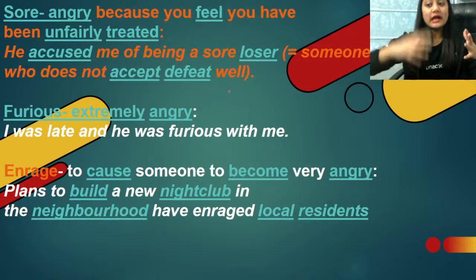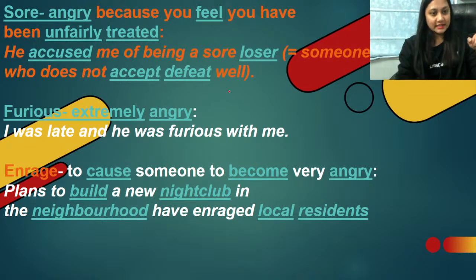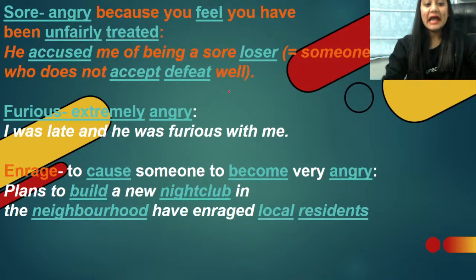So that's how, as I've told you in the beginning of the session, we have got layers of feelings, isn't it? So that can be replaced with words like these: sour, furious, enraged. Enraged means to cause someone to become very angry. Plans to build a new nightclub in the neighborhood have enraged local residents. There's a reason for somebody to get angry. So that time we can use the term enraged. Yeah, so they are infuriated, they are angry.